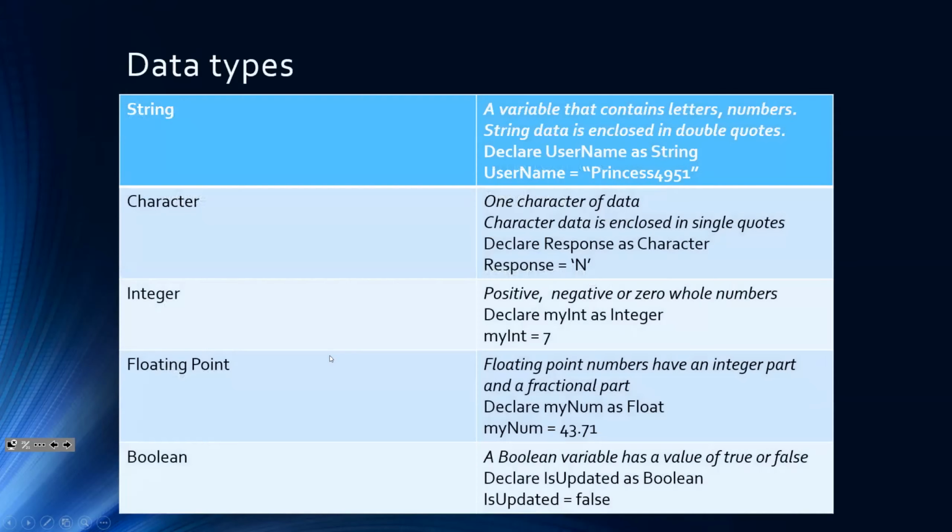Now, one that I skipped over, it is on this list at the very top, is string. And a string is one or more characters. They can be alphabetic, special characters, numbers, whatever. Anything can be called a string. And whenever we're using a string, we always enclose it in double quotes. So string is double quotes, char character is single quotes.